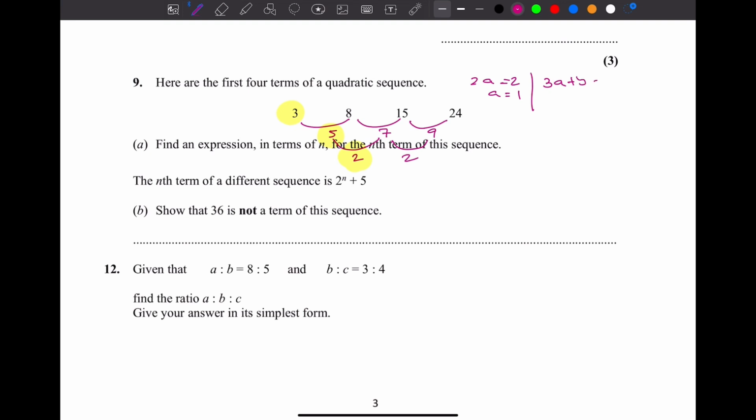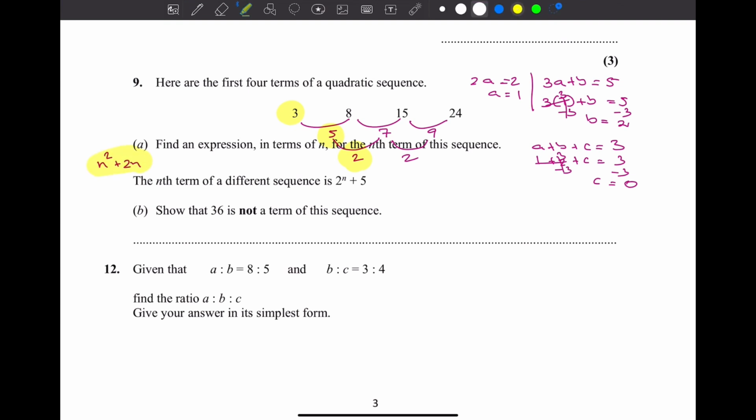3a plus b equals what number? 5. 3a is what number? a is, we just had it, 1. 1 plus b equals 5. 3 times 1 is 3. Subtract the 3. b just works out to be 2. The last formula is a plus b plus c, which is what number? 3. a is 1, b is 2, plus c equals 3. 1 and 2 is 3, take away 3 to cancel, c just makes it 0. So the general formula would be an squared plus bn plus c, so that makes it 1n squared, just write as n squared plus 2n plus 0, but don't worry about the 0. Okay, you don't need to put it.